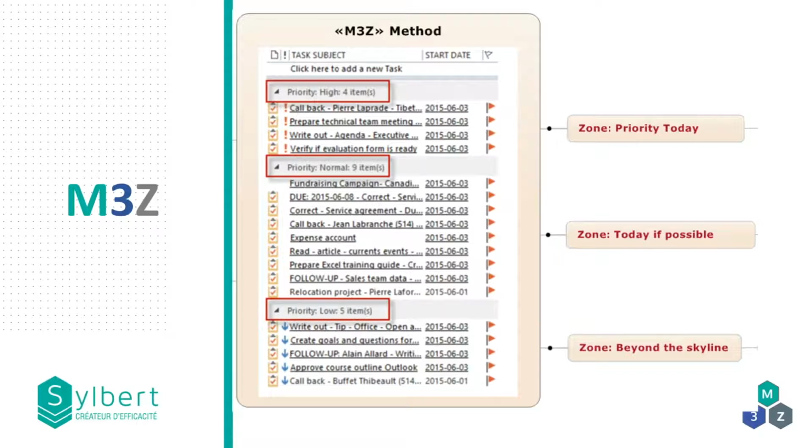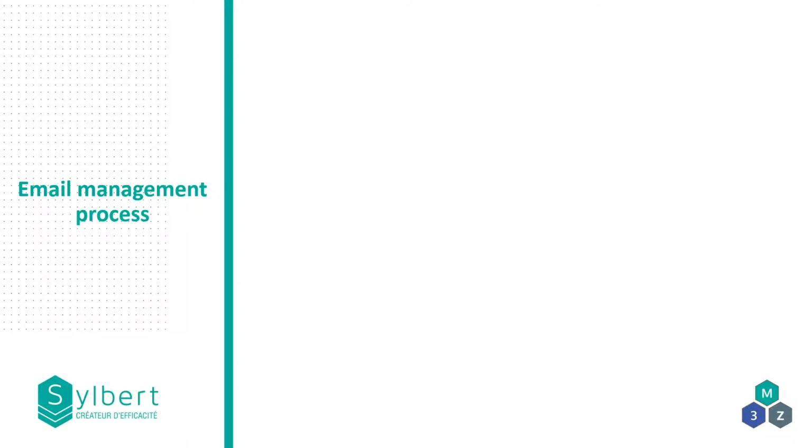And your taskbar will automatically be updated daily based on the date you've set for your task reminders. The M3Z method addresses two areas: task management and email management. Combining best practices in these two areas will allow you to apply 100% of the method. During the training, participants will learn the 4 steps of an efficient email management process.